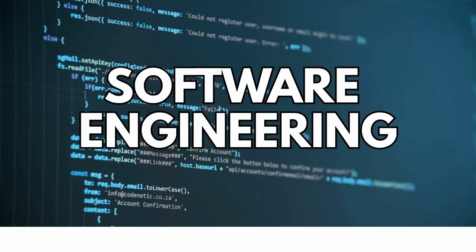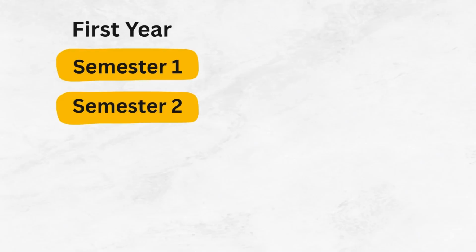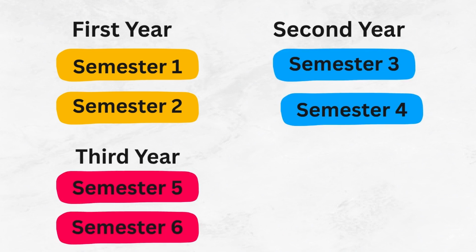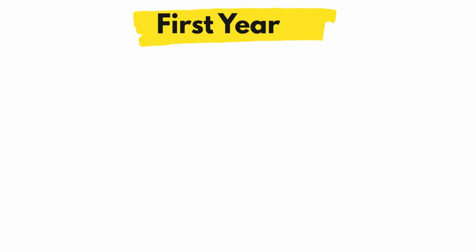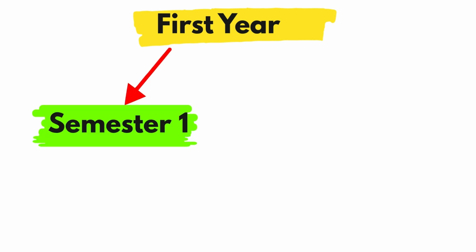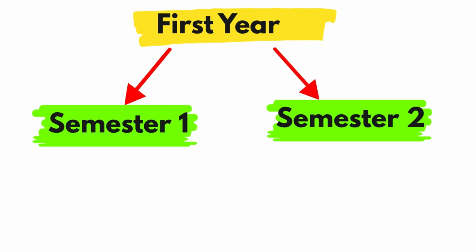Let's dive right in. A bachelor's in software engineering as of 2025 is a 4-year degree program divided into 8 semesters, with each semester introducing new subjects and skills to build your foundation in tech. In your first year, you'll go through semester 1 and semester 2. This is where your software engineering journey begins. You'll be introduced to the basics that lay the groundwork for everything that follows.